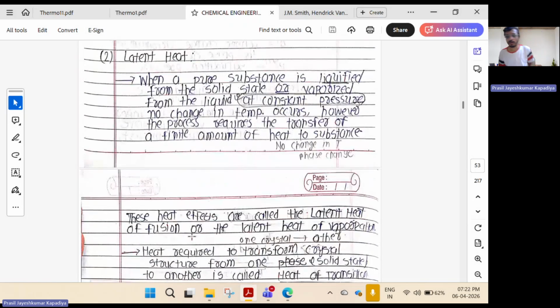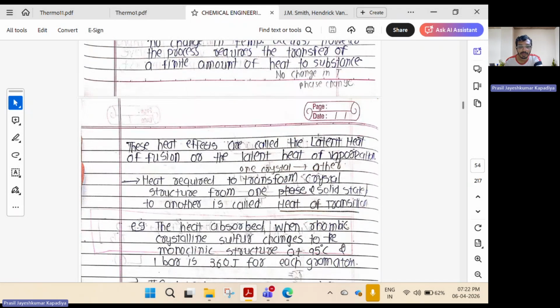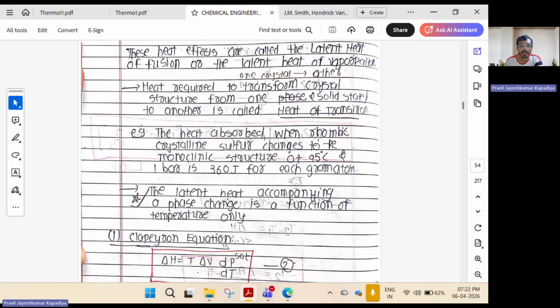Then there is one more term, that is latent heat. Latent heat is when a pure substance is liquefied from the solid state or vaporized from the liquid state at constant pressure. There is no temperature change, only the phase is changing. However, the process requires the transfer of a finite amount of heat to the substance. So these heat effects are called the latent heat of fusion or latent heat of vaporization.